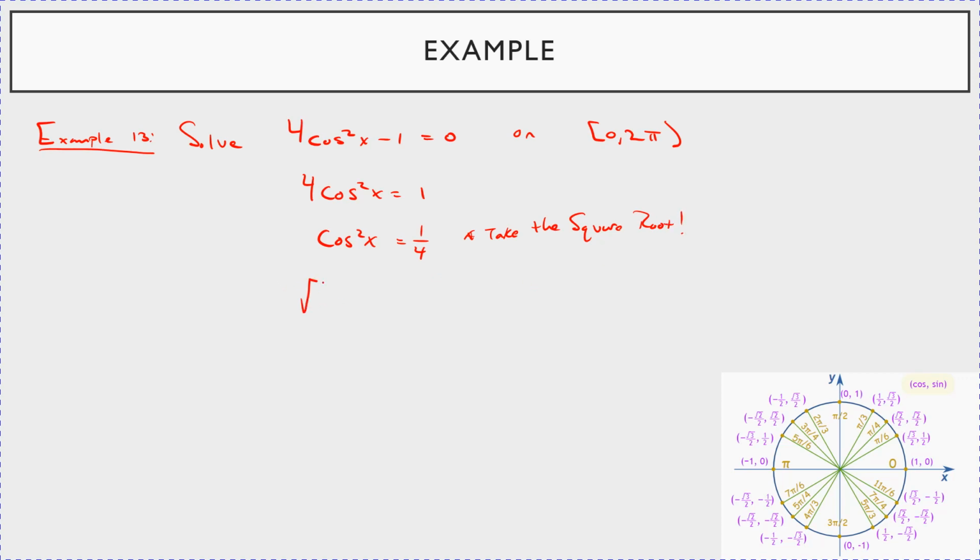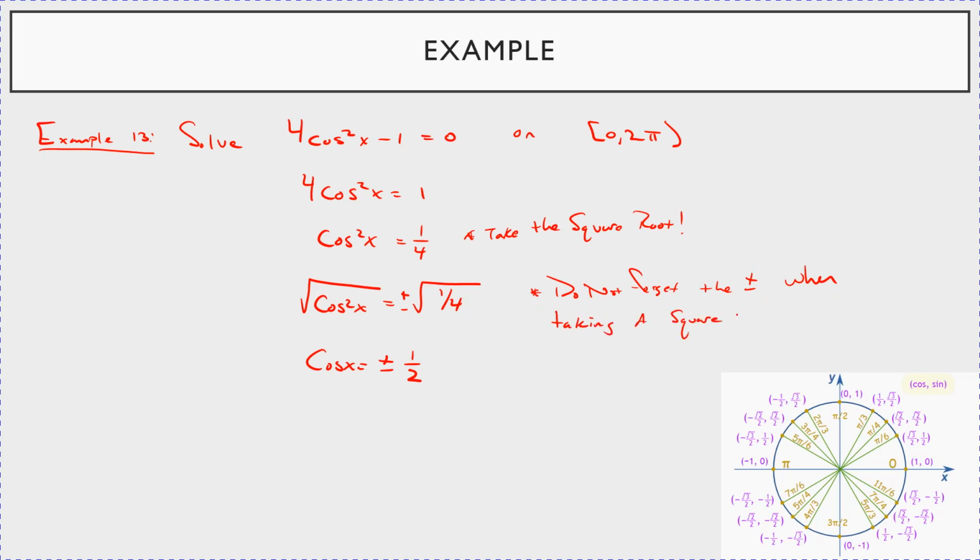All right? But now remember, when you take the square root to solve, you get 2 solutions. You get a plus or a minus. So you get cosine of x is equal to, well, the square root of 1 is 1. Square root of 4 is 2. Plus or minus 1/2. So that's important. Do not forget the plus minus, okay? So when taking a square root to solve, do not forget that.